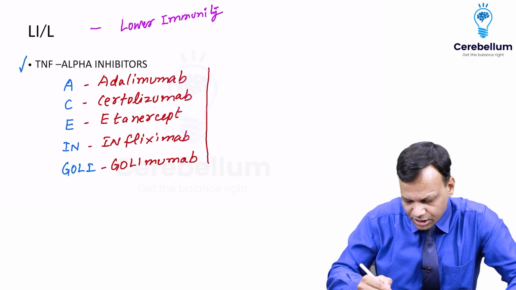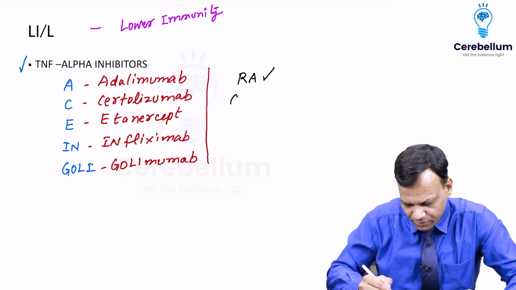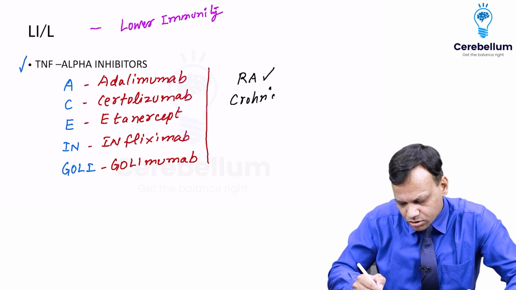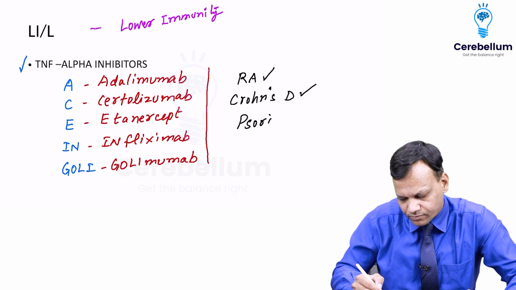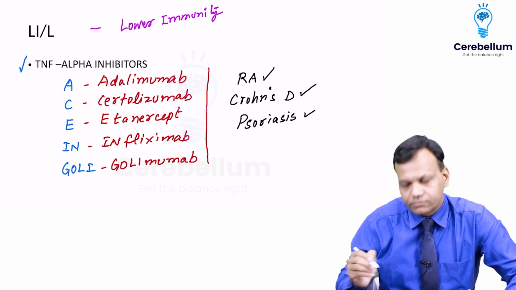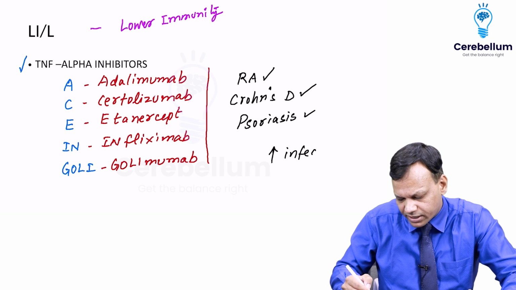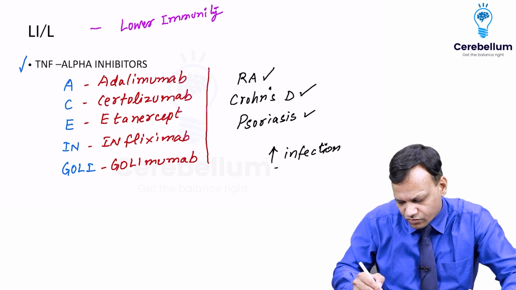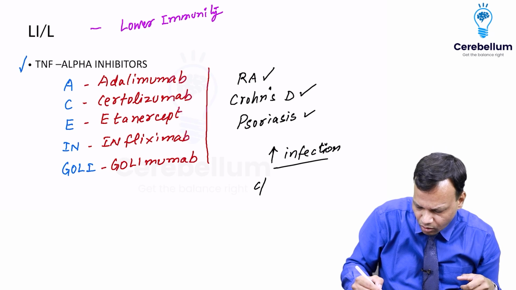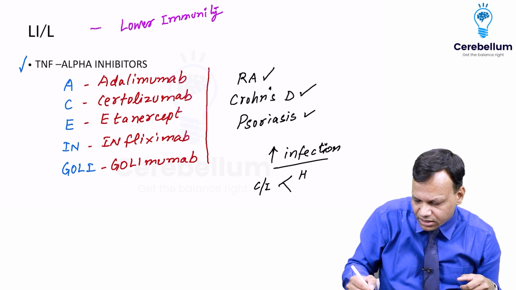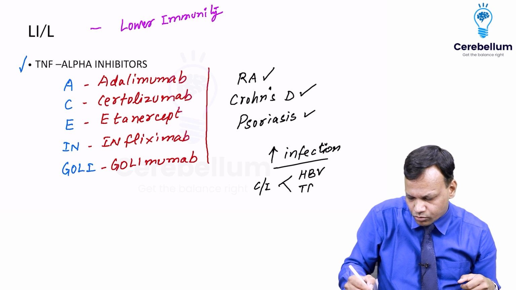And these drugs, they are used in rheumatoid arthritis, which is their main use. Apart from that, they are used in Crohn's disease also. And third, they are also approved in psoriasis. And these drugs, they increase the risk of infections. Remember, TNF is protecting from infection. So when we have stopped them, infection chances increase. So they are particularly contraindicated in a patient with hepatitis B or in a patient with tuberculosis.